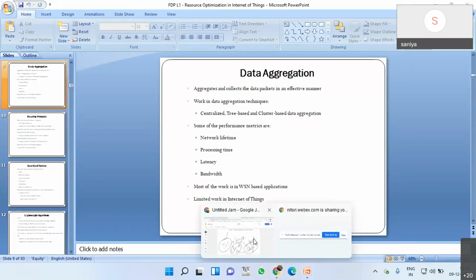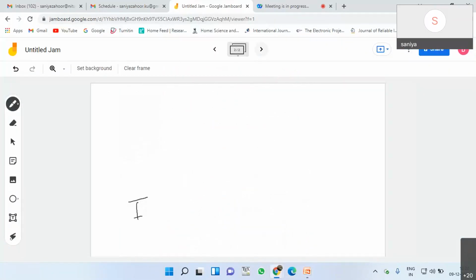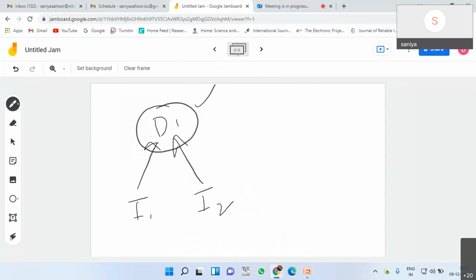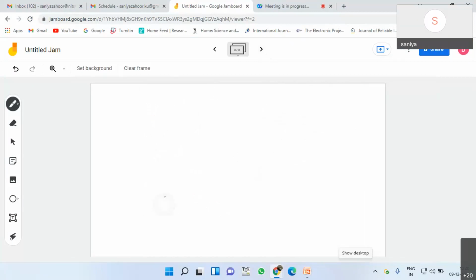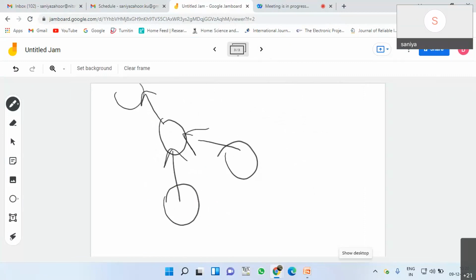If I talk about this, you have IoT device 1 and IoT device 2. I need to aggregate the data somewhere on a device. This is the device D1, my computer, where I'm aggregating the data, but it has to be done in an efficient way. What are the various techniques? There is a centralized technique. If everybody reports to one data collecting unit, then it's centralized. If the structure is like a tree, where this reports to this, which reports to some other node, then this is called a tree.